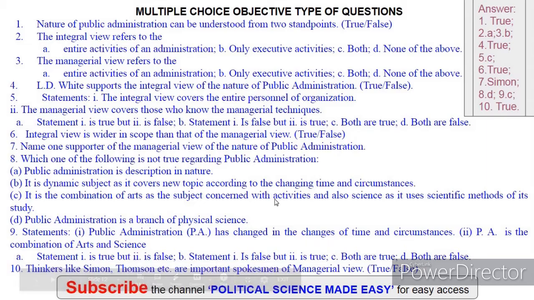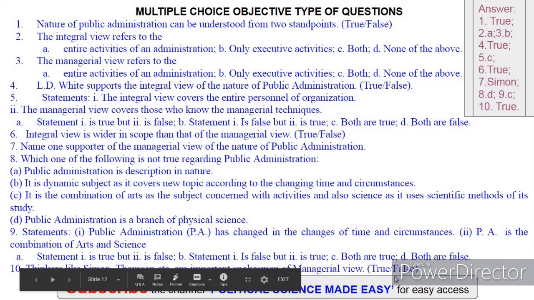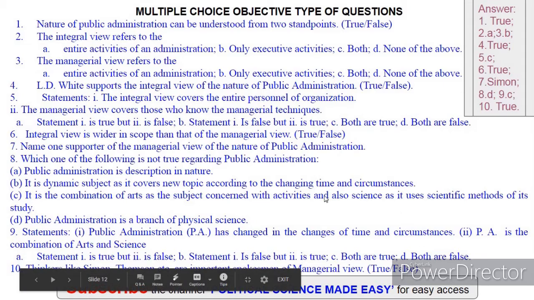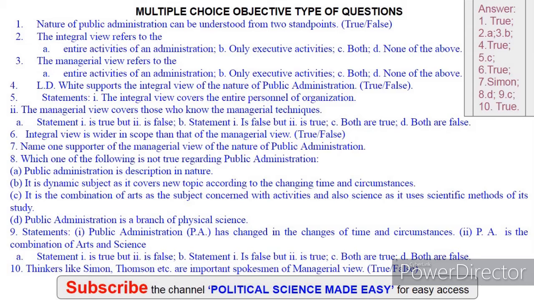Then we come to question number ten. Thinkers like Simon and Thompson are important spokesmen of the managerial field. Yes, it is a true statement. So students, this type of question may be asked in the examination, so please practice it. And in the books also we can get some other questions. When you practice this type of questions, you can get knowledge and you can get more marks in the examination.